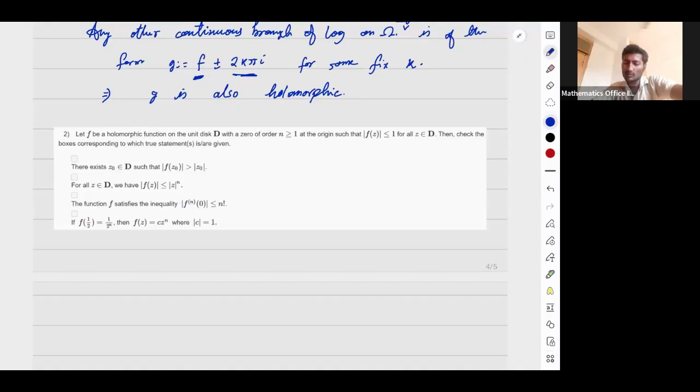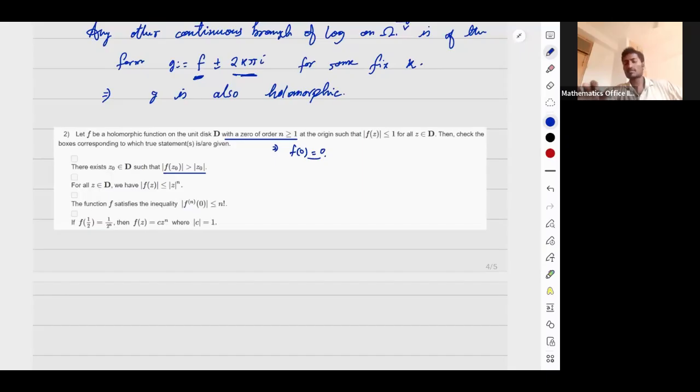Check the boxes corresponding to which true statements are given. So in the first option, they're saying that there exists z naught in T such that f of z naught is bigger than z naught. Right? What we have seen in Schwarz lemma. So 0 of order n bigger than or equal to 1. This implies in particular f of 0 is equal to 0.